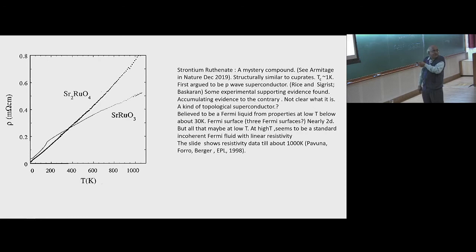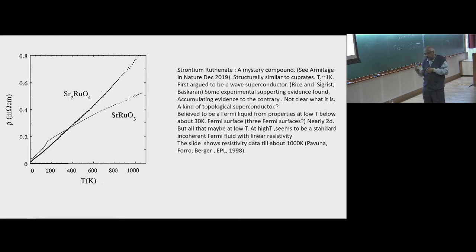I think, a mystery compound. In a recent article, it is so said. Now, it is structurally similar to cuprate, but with rather low temperature. And the difference also is that the parent compound is metallic rather than insulating. Now, it becomes superconducting at about a degree. It was originally believed to be a p-wave superconductor, and this was pointed out by Rice and Sigrist and by Bhaskaran. At that time, a fair amount of supporting evidence was found from the Knight shift and from the proximity of ferromagnetism and so on.